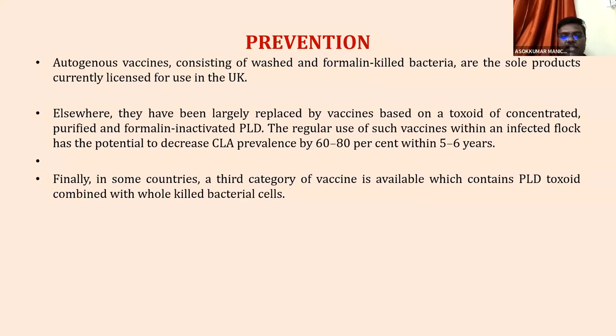The regular use of such vaccines within the infected flock has the potential to decrease caseous lymphadenitis prevalence by 60 to 80% within 5 to 6 years. This is at flock level. Then finally, in some countries, a third category of vaccine is available, which contains purely toxoids combined with whole killed bacterial cells.